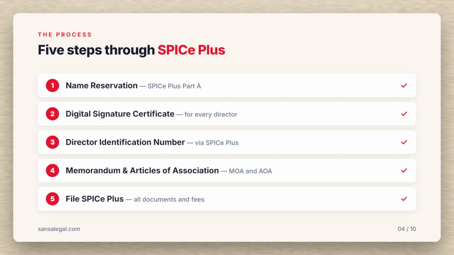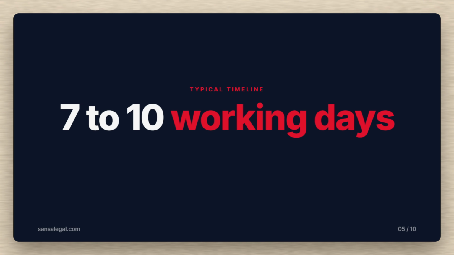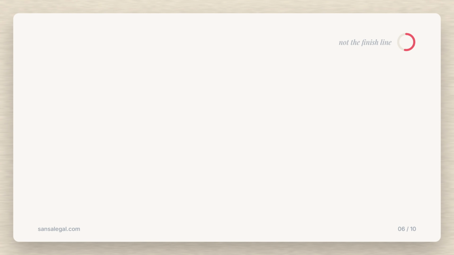Step 4. Draft your Memorandum of Association, which defines what the company can do, and your Articles of Association, which set the internal governance rules. Step 5. File the complete Spice Plus form with all documents and fees. And here is the best part. On approval, the MCA issues your Certificate of Incorporation along with PAN and TAN in one single process. The typical timeline is 7 to 10 working days.